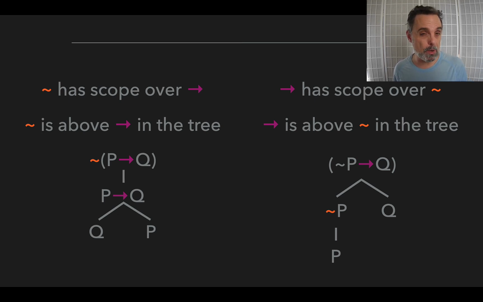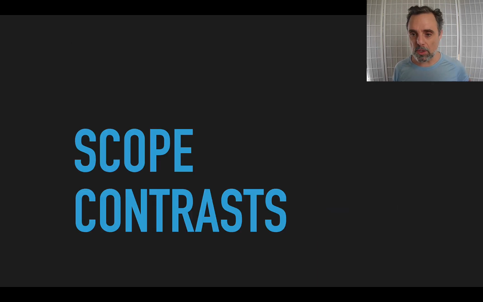And so we say whichever one is higher in the tree has scope over the other one. It's above it in the tree. Okay, so when we say one operator has scope over another operator, we're saying higher in the grammatical tree. That's what that means. Okay, so the way we're going to think about conjunction and disjunction and the quantifiers is by contrasting scopes.